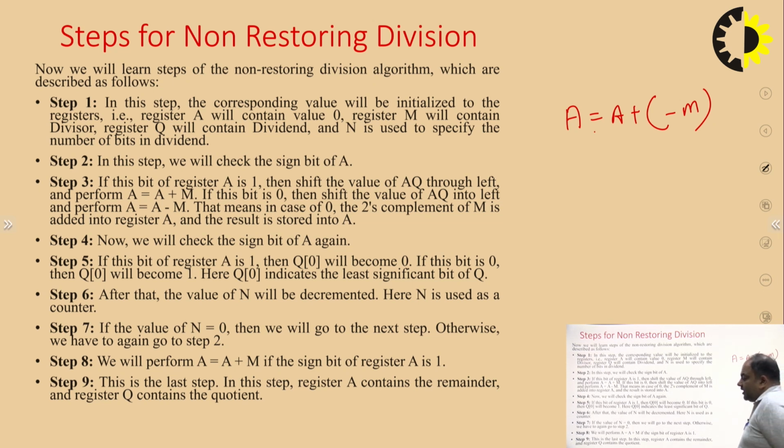After the last iteration, register A contains the remainder and register Q contains the quotient. In this way, through non-restoring division, we find the division value of any number, not by following the rules of binary division, but by doing simple addition and subtraction on the values of the registers. It will become clearer through its flowchart.